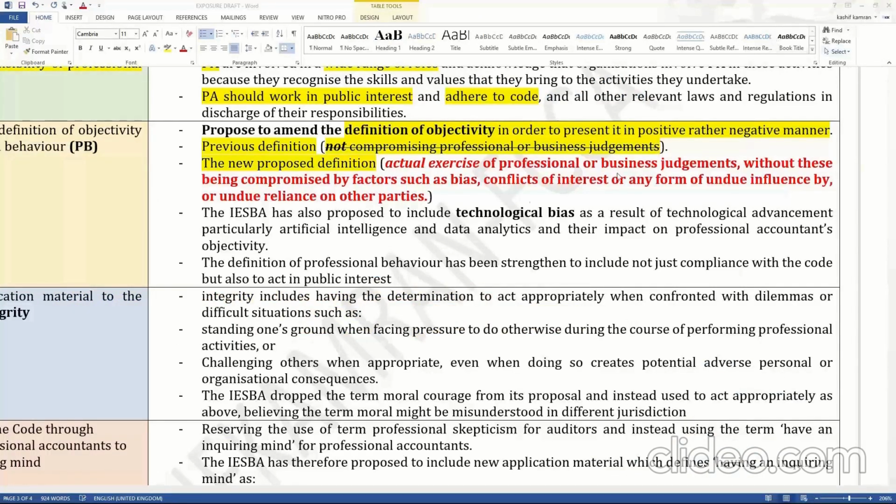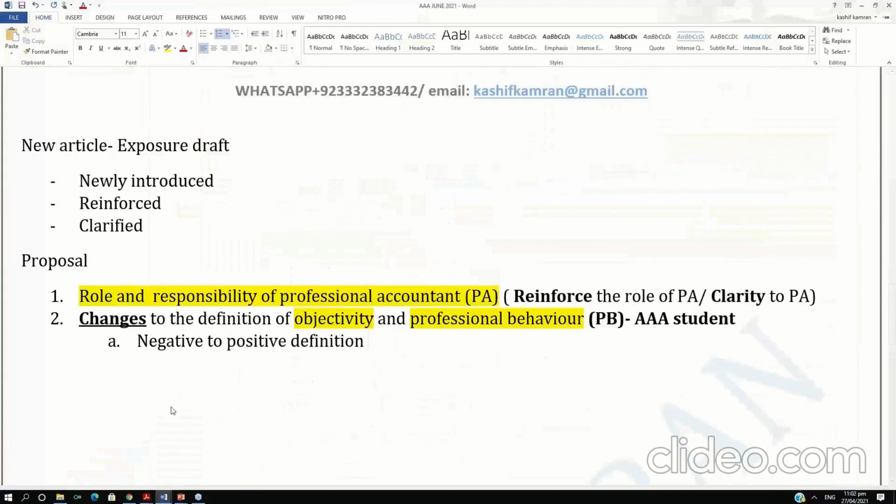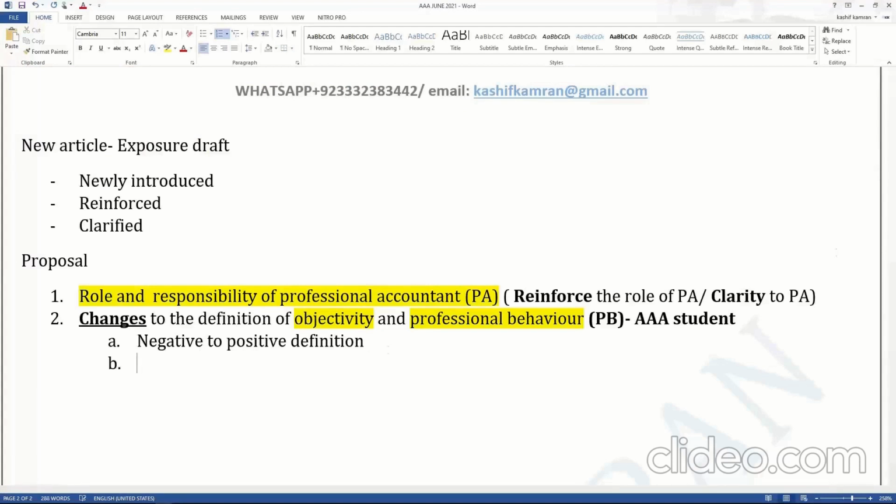The next thing, the IESBA has also proposed to include technological bias as a result of technological advancement, particularly artificial intelligence and data analytics and their impact on professional accountants' objectivity. Technological bias is a new term. Now, as a student, what if the examiner asks you, what is a technological bias? Because auditors should be free from bias, right? In order to be objective.